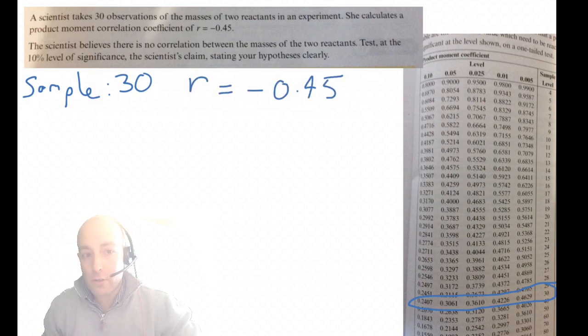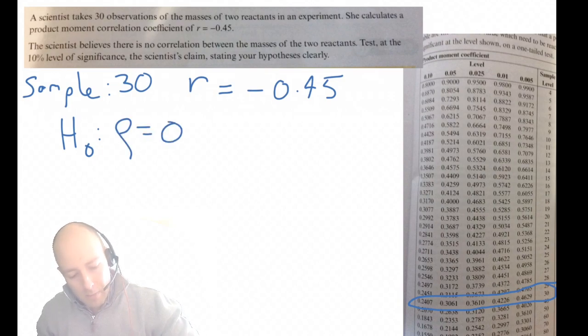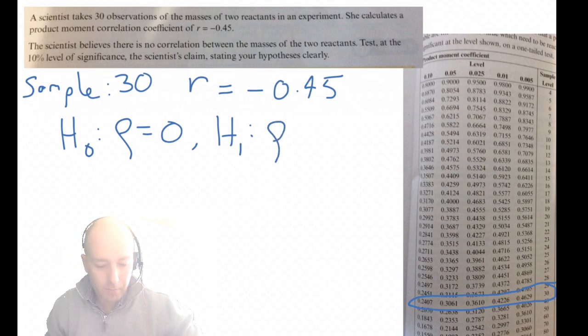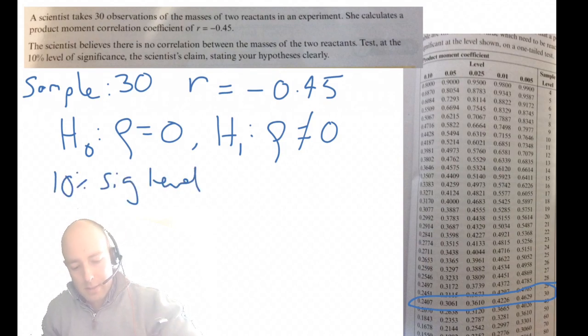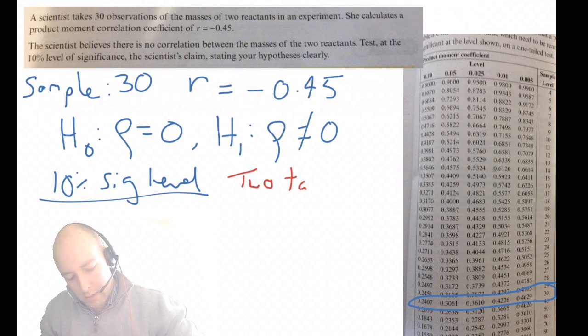They believe there's no correlation. Okay, so H0: rho is 0. H1: well, we're trying to test whether it's not 0. We're not trying to test if it's greater than or less than. We're just trying to test is it 0 or isn't it. So we're going to say H1: rho is not 0. Okay, and we're using a 10% significance level. So that means it's a two-tail test, so each tail is going to be 5%.